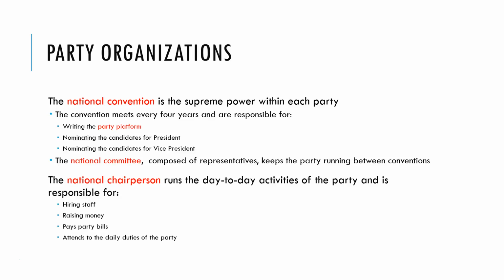We've got the National Convention. This is the supreme power within each party. The National Convention is going to play a big role in determining who the president is. They're going to be able to determine a whole bunch of things. One of the big things that they do is they write the party platform. The party platform is a set of beliefs that are discussed every 4 years.